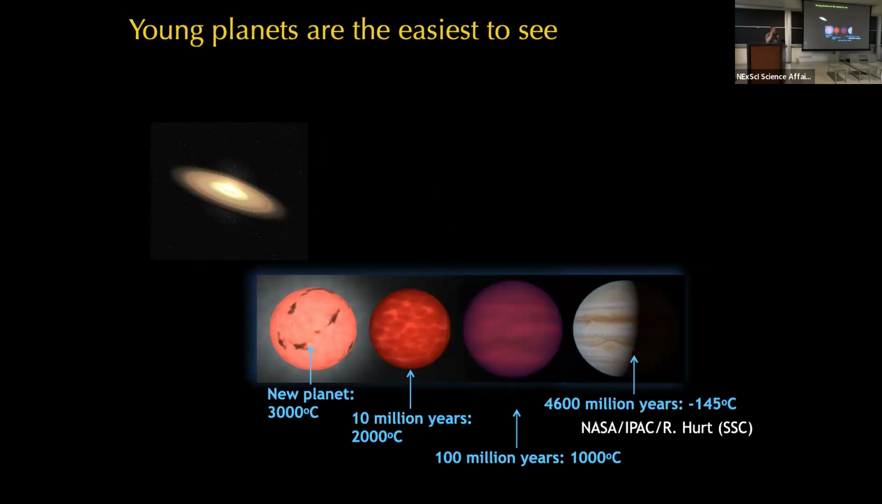So if we can go after a planet when it's only a few 100 million years old or less, we have a much better chance of actually seeing light from that planet.